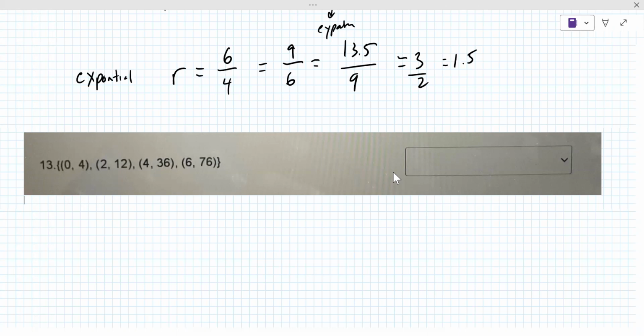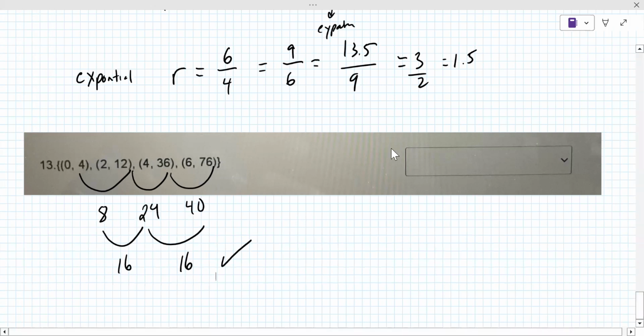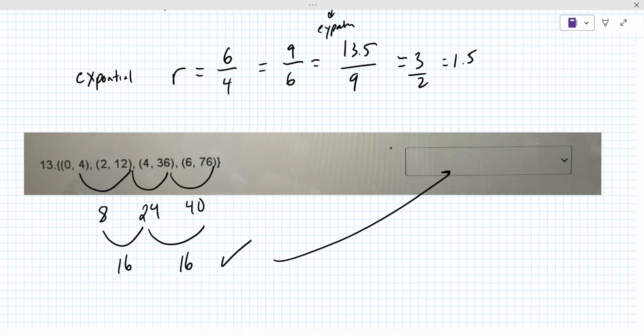Got quadratic. Okay, so first difference to second difference. So first difference would be 8, 24, and 40. Is that right? Yeah. And then second difference is 16 and 16. You got it. All right, good job on that. Hopefully that's a simple enough algorithm recipe that you can reproduce here on your own.